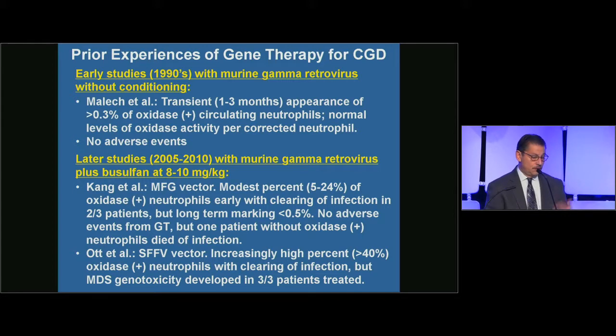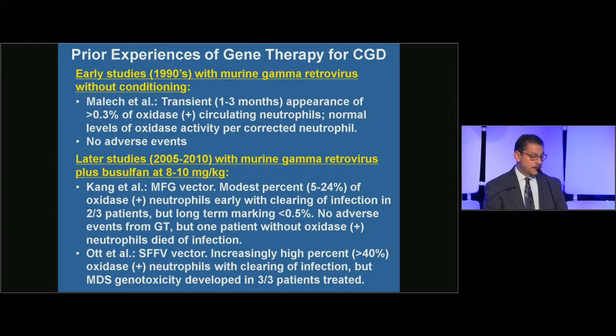Later studies performed in the last decade using murine gamma retroviral vectors again, but giving what would be considered reduced intensity conditioning of busulfan at 8 to 10 milligrams showed some effect. So in the studies at the NIH, there was a modest percentage of oxidase-positive neutrophils early with clearing of infections. And 2 of the patients have low level but long-term marking, and there were no adverse events. One patient who did not get any long-term corrected neutrophils went on to die, in fact, of infections.